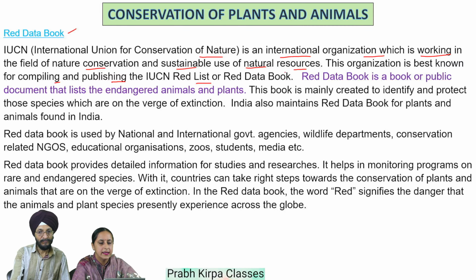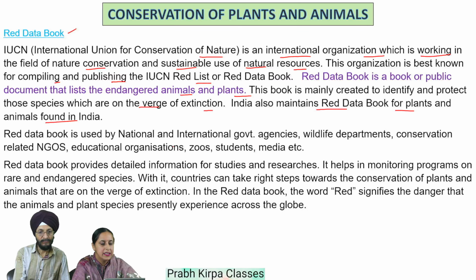Red Data Book is a book or public document that lists the endangered animals and plants. This book is mainly created to identify and protect those species which are on the verge of extinction. India also maintains a Red Data Book for plants and animals found in India.